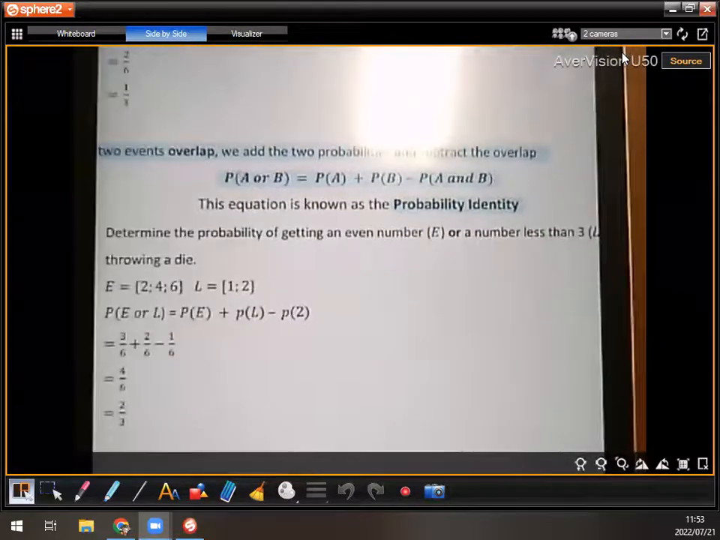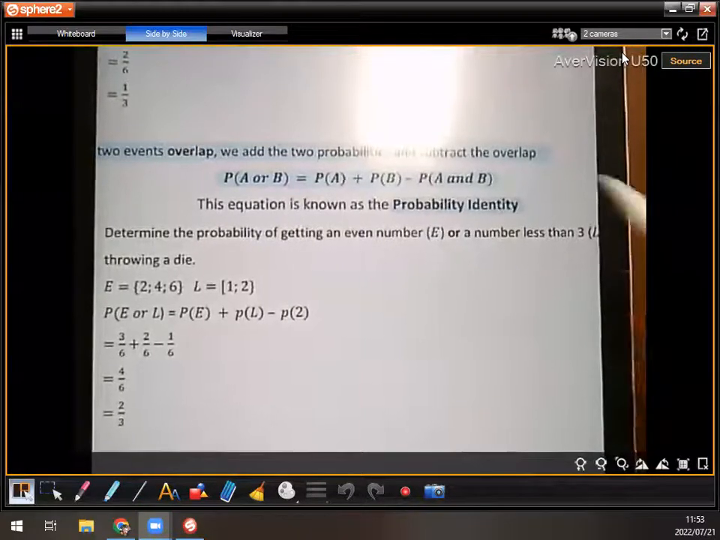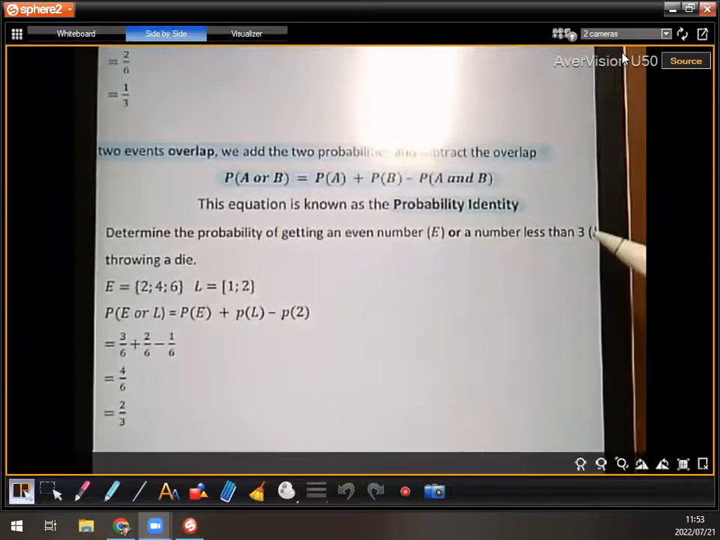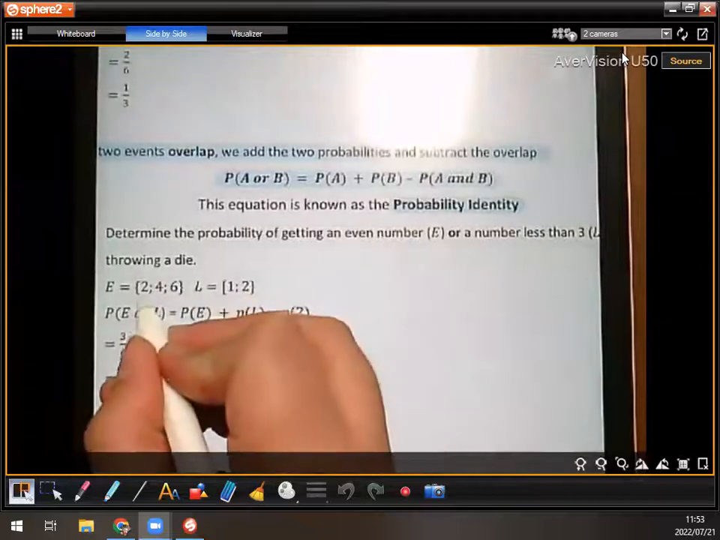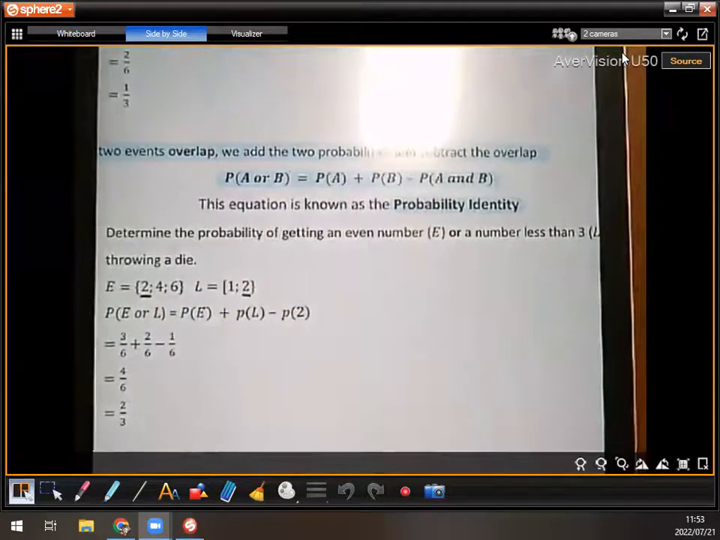So the example that we're showing you there is to determine the probability of getting an even number or a number less than 3, which is L, when throwing a die. What they've done, just so that you can see that there is an overlap, is list those two outcomes. Even numbers are 2, 4, 6. The numbers less than 3 would be 1 and 2. So we can all see that 2 is a part of both of those sets. 2 is in both outcomes.